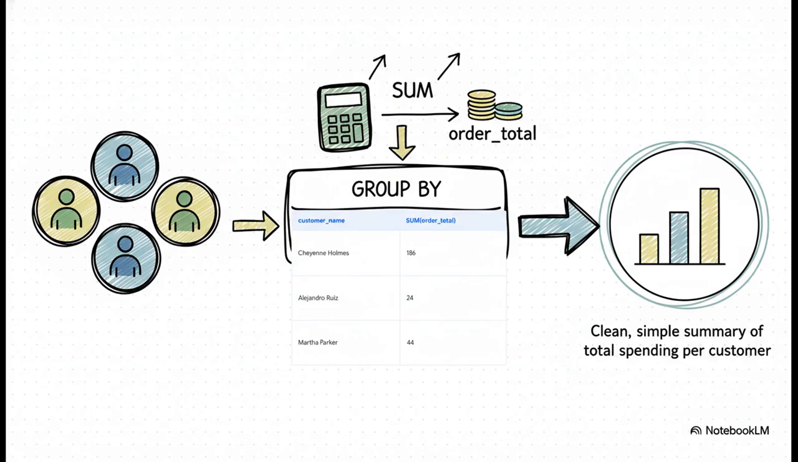Now, let's put it all together. By combining group by customer name with the sum function on our order total column, we can finally answer our original question. The database groups all the rows by customer, and then for each of those little groups, it calculates the sum. And there it is, a clean, simple summary of total spending for every single customer.